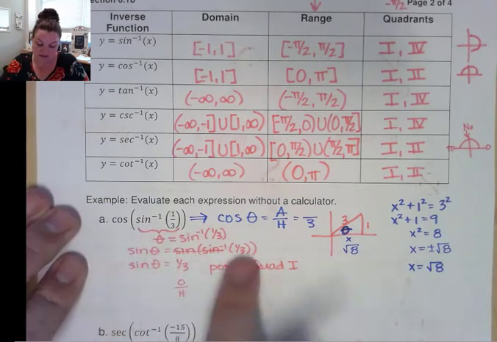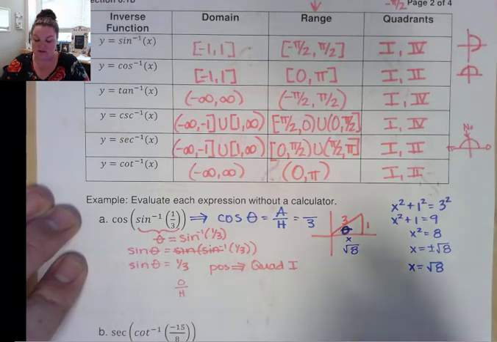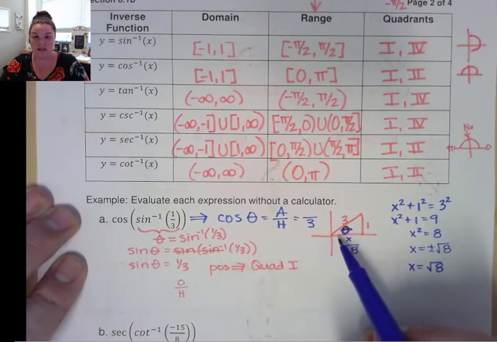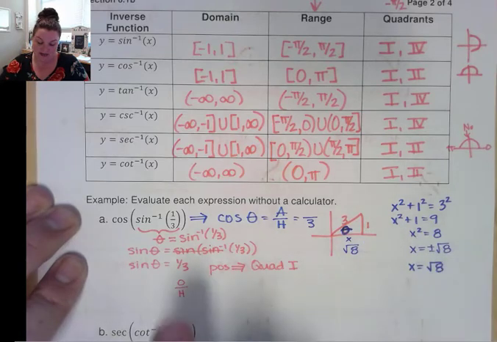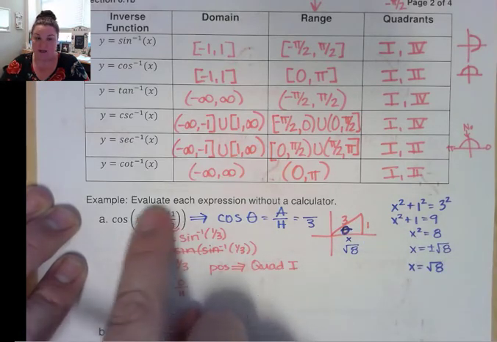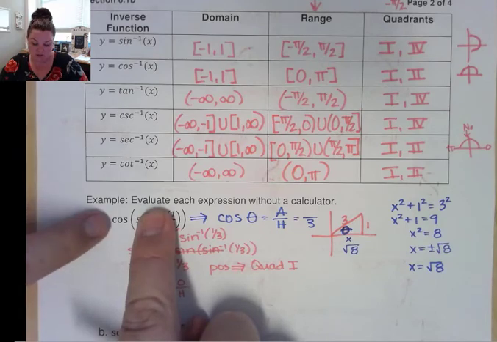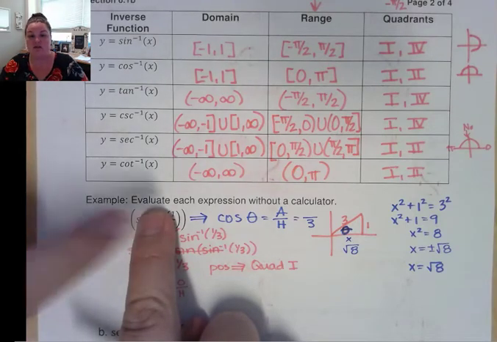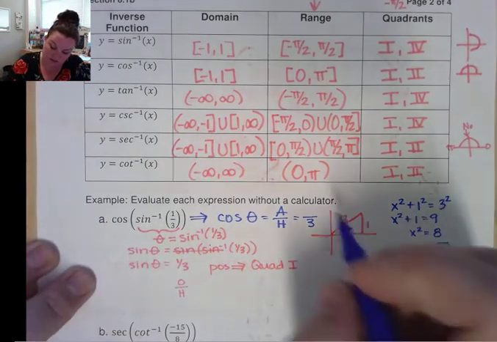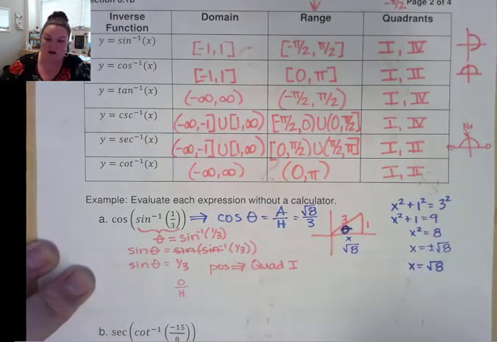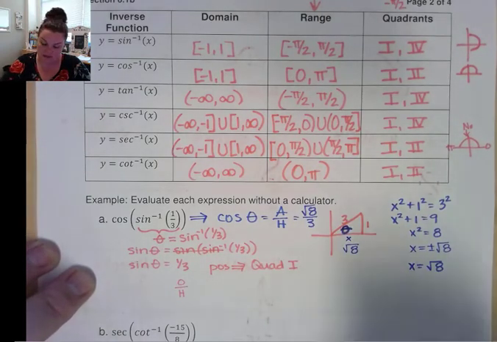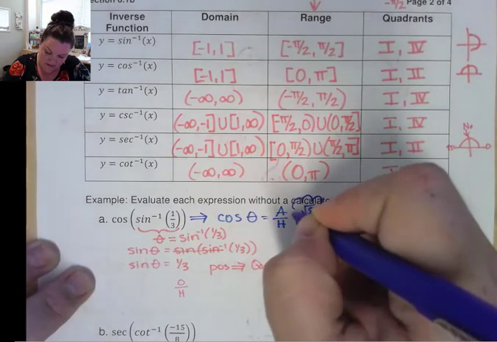So all of this stuff written in pink was just to figure out what my reference triangle looks like, so that I could find all the given side lengths. And now that I know what angle we're talking about, now I can figure out what the cosine of that angle is. Okay, and here we just figured out that that's the square root of 8 over 3. Okay, so that is my solution.